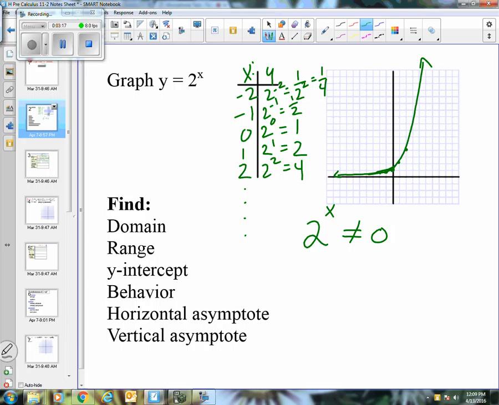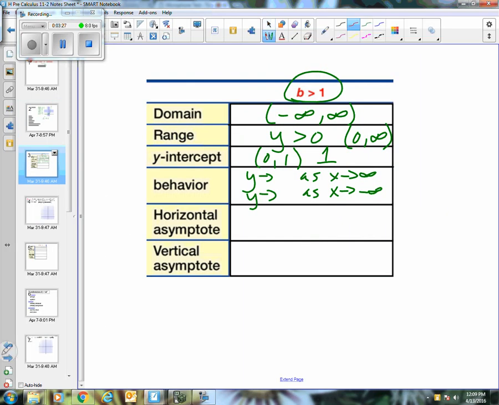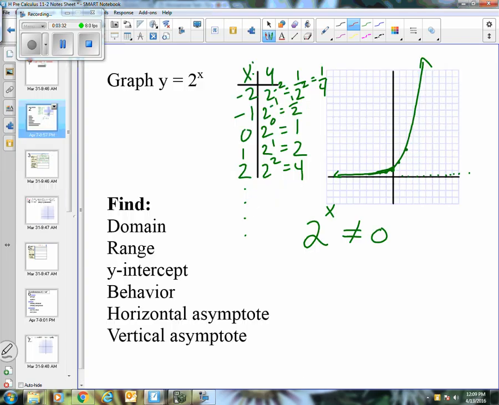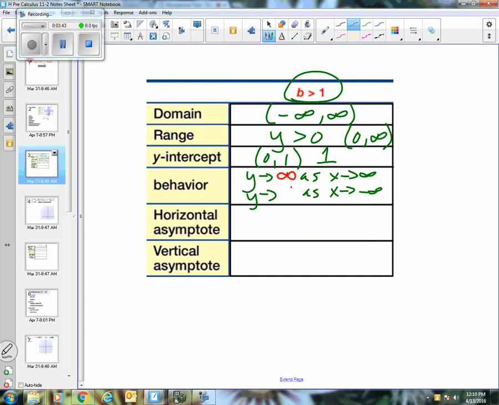As x gets bigger and bigger and bigger, as we go this way on the x-axis, look what happens to the graph. It grows and grows and grows. We keep multiplying by 2, doubling, doubling, doubling. So it's going to keep getting bigger and bigger, so y approaches infinity as x gets bigger. Let's look at the other direction. As x gets smaller, going this way, what's happening to the y's? They get closer and closer to 0. They don't quite get there, but they get smaller and smaller until they get closer and closer to 0.